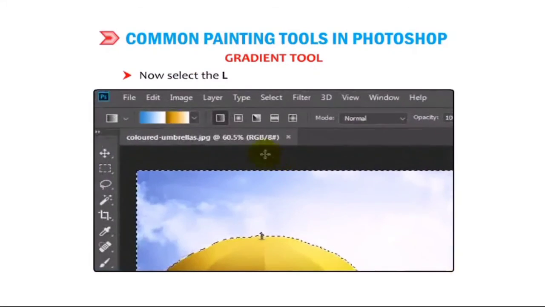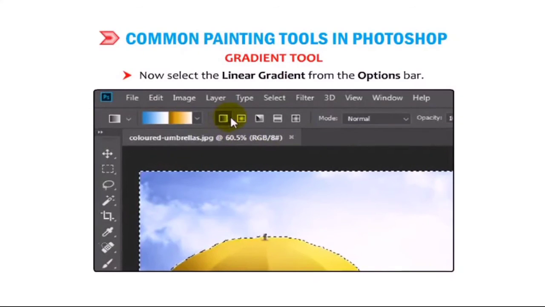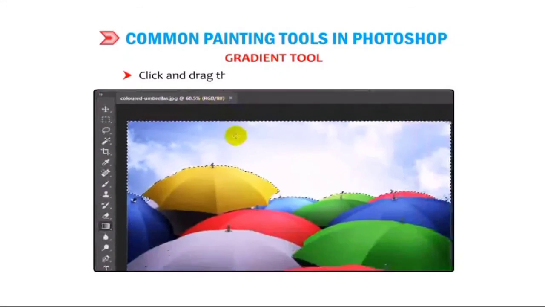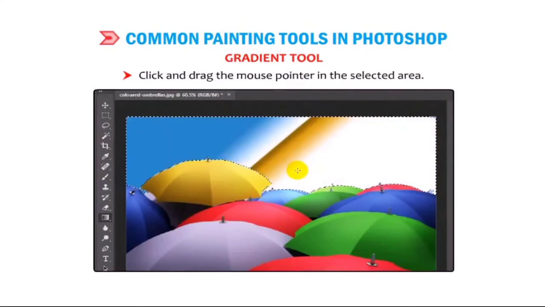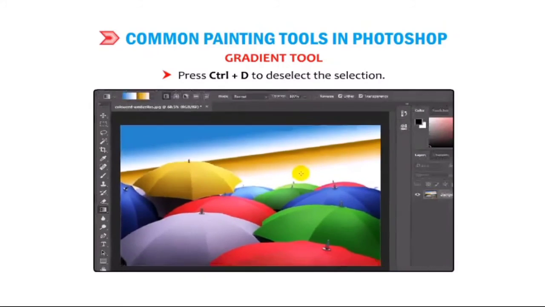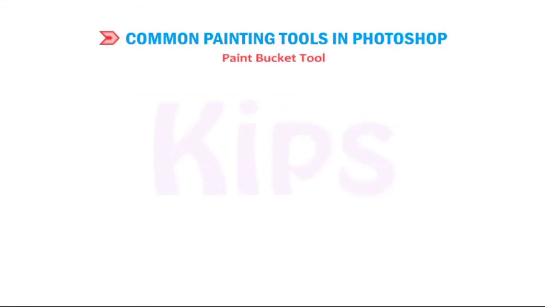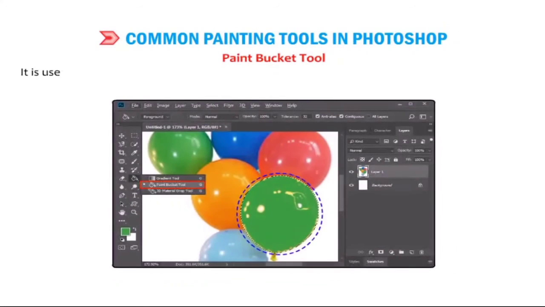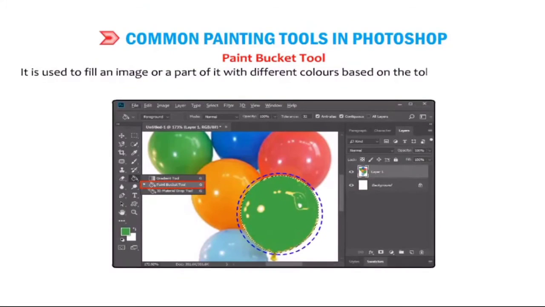Now select the Linear Gradient from the options bar. Click and drag the mouse pointer in the selected area. Notice that the selected gradient gets applied on the selected area. Press Ctrl+D to deselect the selection. Paint Bucket tool. It is used to fill an image or a part of it with different colors based on the tolerance or a range of colors.